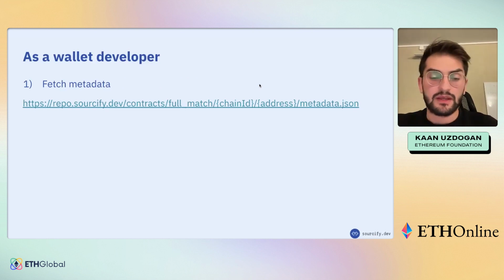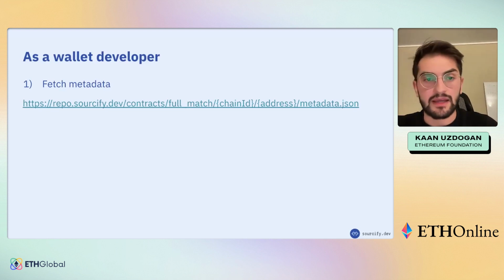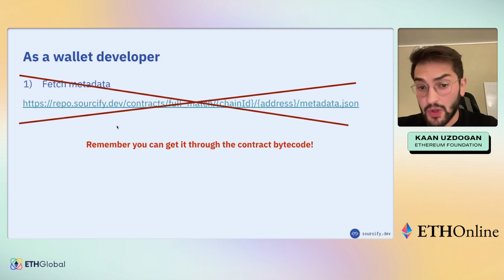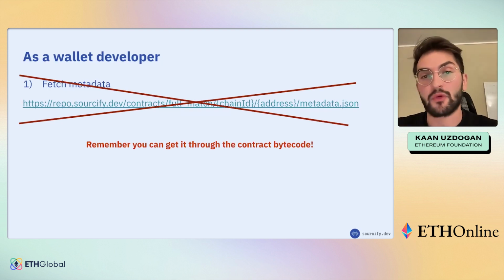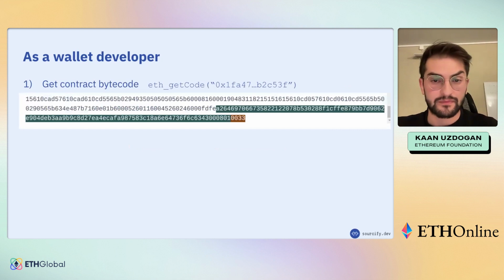And for that, remember what you need is the metadata file, because the metadata file contains the ABI as well as the user documentation. So what do you do? You fetch the metadata from Sourcify's repo, right? No, please don't do that, because actually the information you need is already there. So you don't even need Sourcify to do that.